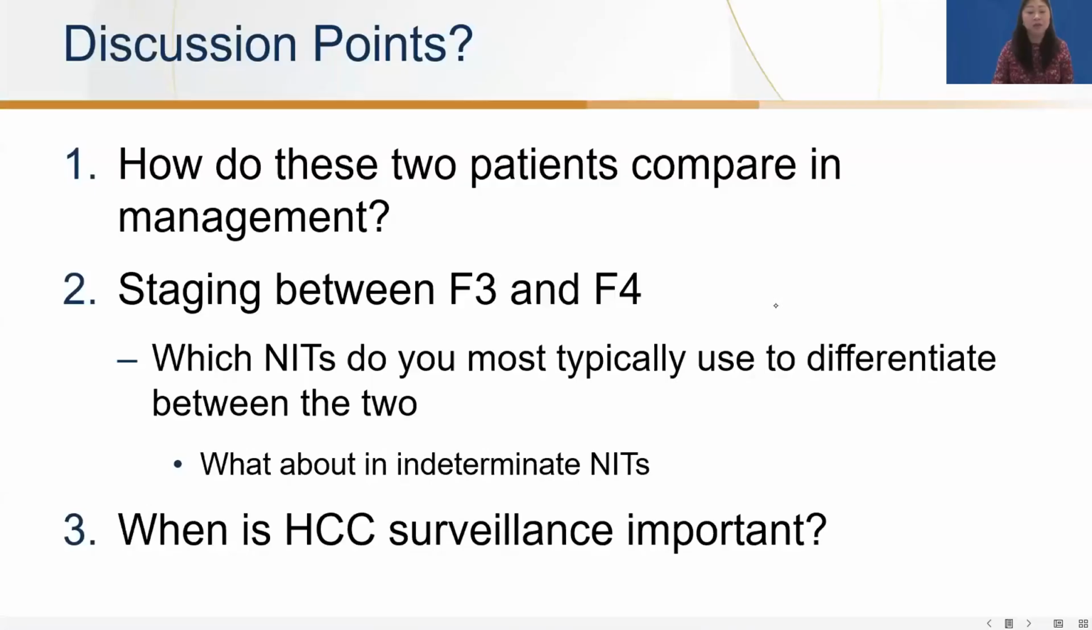And then finally, HCC surveillance, when should you do it? So for patients with cirrhosis, you definitely need to screen these patients every 6 months with AFP and imaging. For those patients, like I mentioned earlier, with F3, currently the guideline does not recommend routine screening. However, we know that these patients with advanced fibrosis, in particular with type 2 diabetes and obesity, have an increased risk of developing liver cancer, so you can consider surveillance in those patients as well.